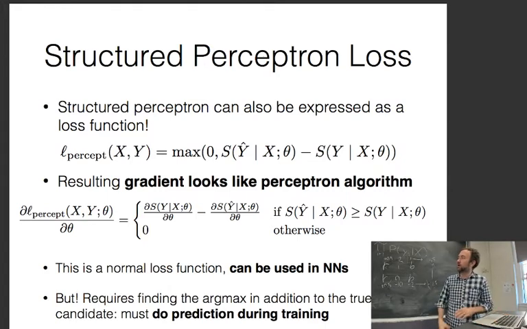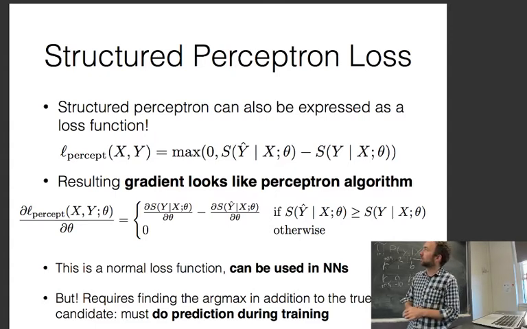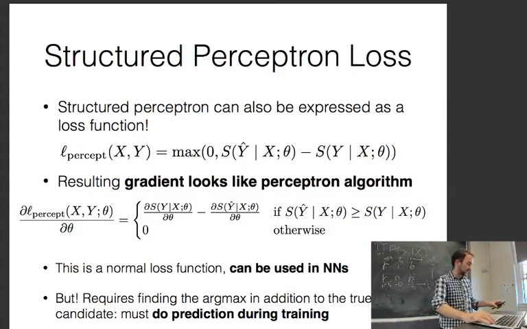But one major difference from the previous things that we talked about is that now this requires finding the argmax. It requires finding the highest scoring sentence in addition. So now we need to do prediction during training time. So this is very different from the models we've done before. The models we've done before, we didn't have to make any predictions at training time, but now in this model we do.